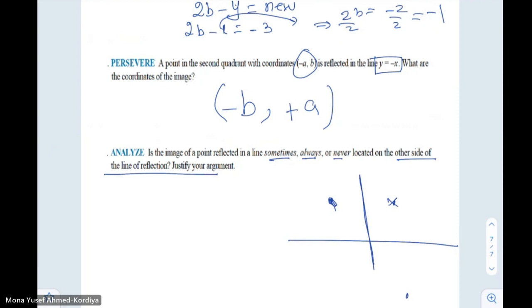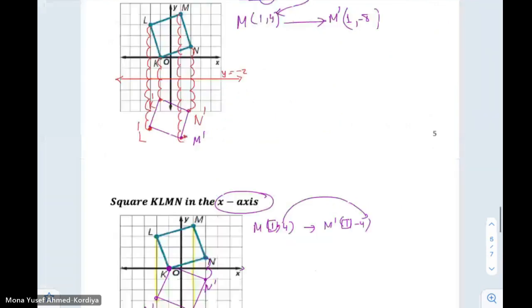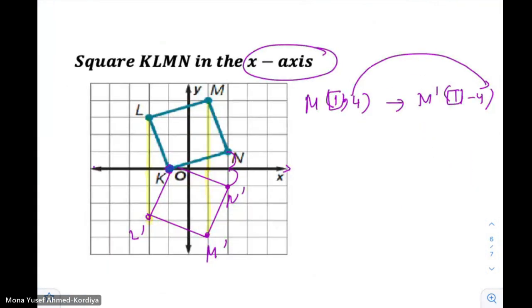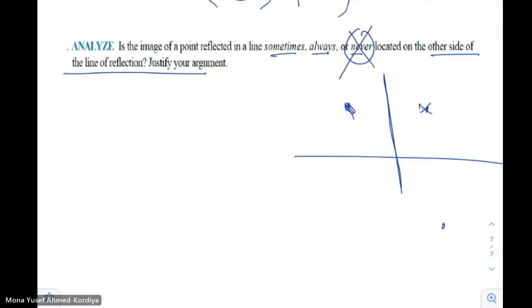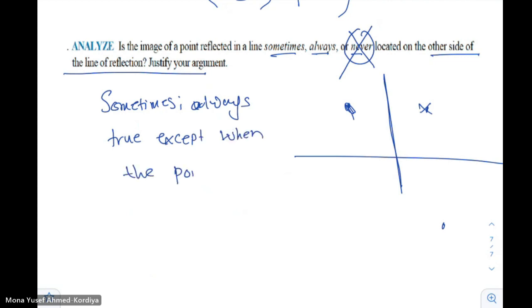Remember when we reflected across the x-axis, this point was on the line, the x-axis itself. So the image was on itself. And this is the special case. That's why we cannot say never, because it is always true, except when the point is on the line. So we say sometimes, except, it's always true, except when the point is on the line of reflection.